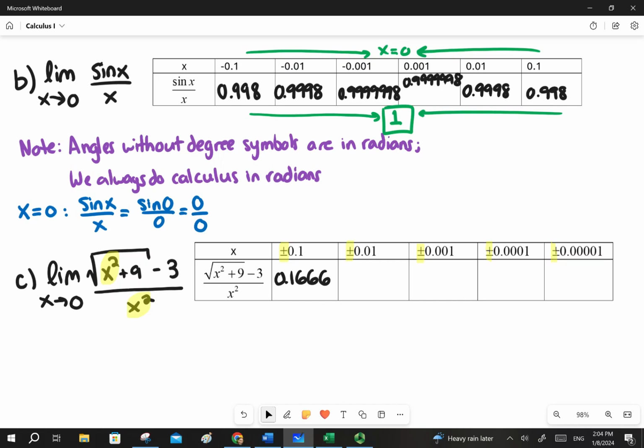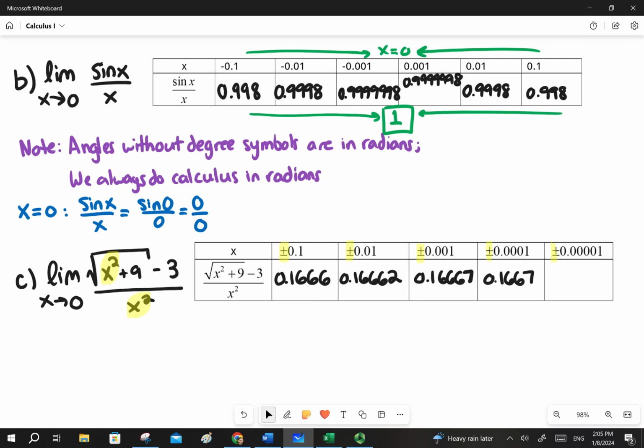Then when I plug in positive or negative 0.01, I get 0.166662. And then doing the same thing with plus or minus 0.001, I get 0.16667. And then I plug in 0.0001, and I get 0.1667. It's a little weird, but maybe okay.